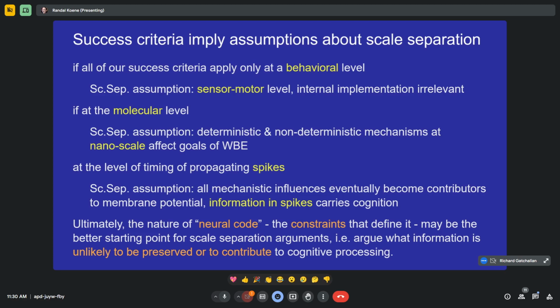And then the spiking domain, for instance, and how that relates to threshold and membrane potentials. There, the assumption can be that all mechanistic influences, however they come in, whether through diffuse transmission or through whatever means, whether there's any kind of influence by temperature and electromagnetism, whatever else, everything eventually becomes a contributor to membrane potential, so that all of the information in spiking systems is mostly carried in the spikes and through the timing of the spikes. Clearly, our dive into neural code, information preservation, and consequent constraints is directly related to scale separation.